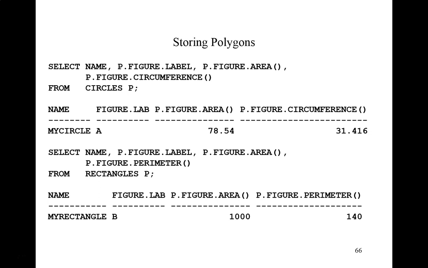With our two objects now created in their respective tables, we can invoke methods for these objects. So what we're going to do for circles is to invoke from the figure column the area method and the circumference method. For the figure column in the rectangles table, we'll be invoking the area method and the perimeter method. Recall that area was defined in the polygon supertype, and that both circle and rectangle provided an overriding of this method. It is these overridden methods that are being invoked here.